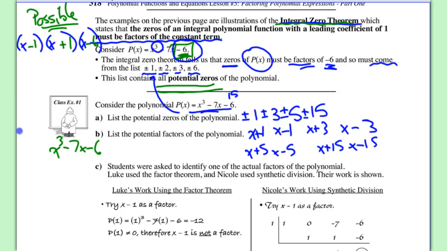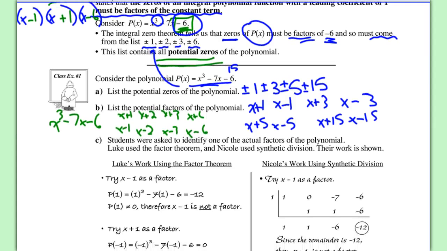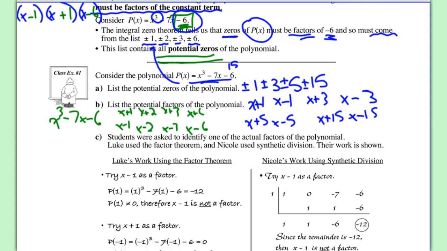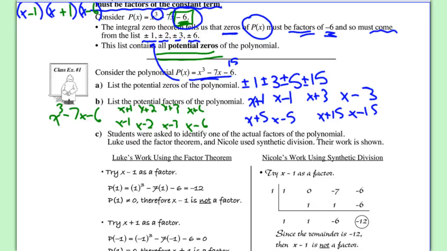So their possible factors were x plus 1 and x minus 1 and x plus 2 and x minus 2 and x plus 3 and x minus 3 and x plus 6 and x minus 6. They're dealing with the original question, right? So they started testing them out. They plugged in 1 because they wanted to try that as a factor. Whoa, and they didn't get 0.